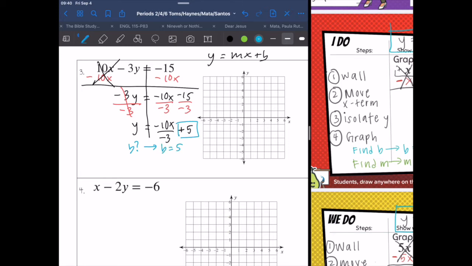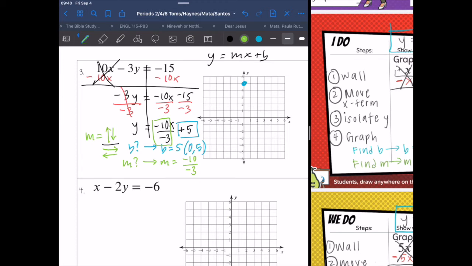So I start at the point 0, 5, at the top, right there. Then I look at my slope. What's my slope? Again, I have to remind myself: m is equal to -10 over -3.